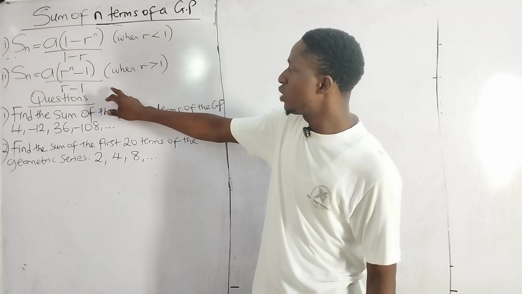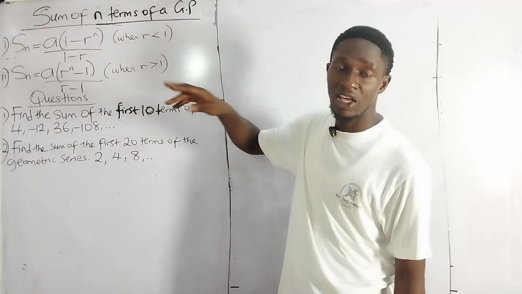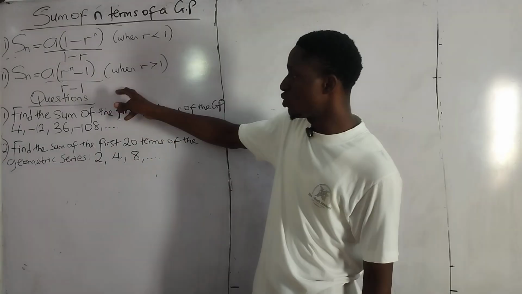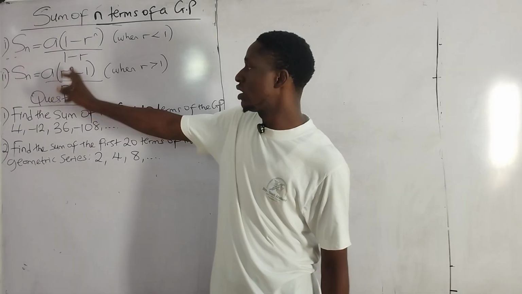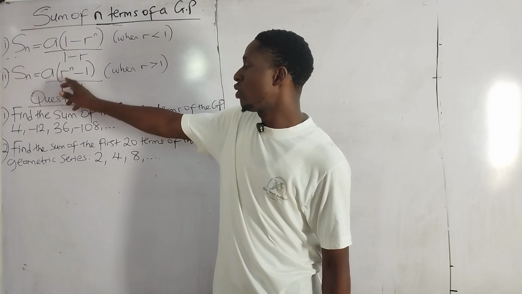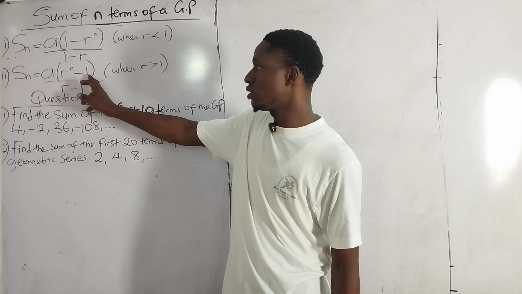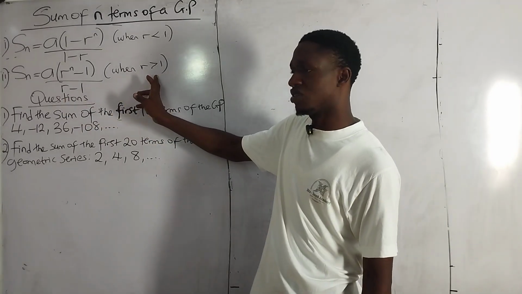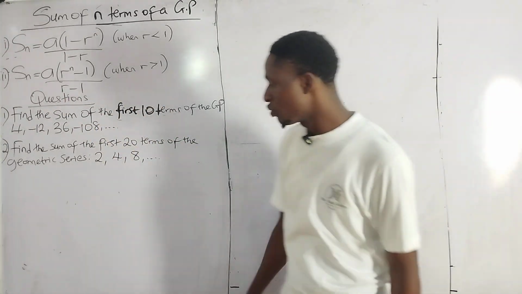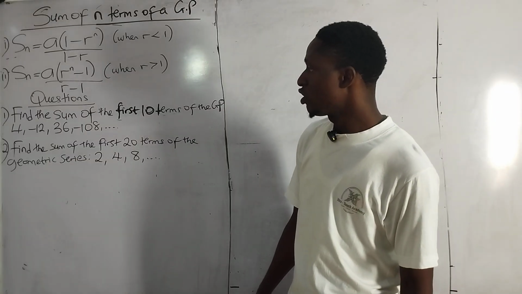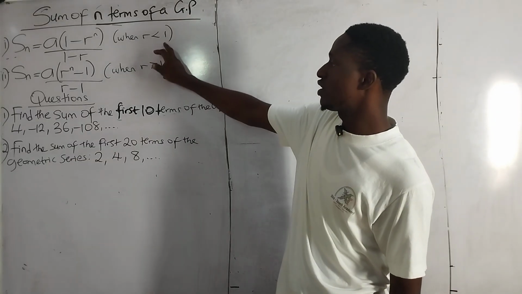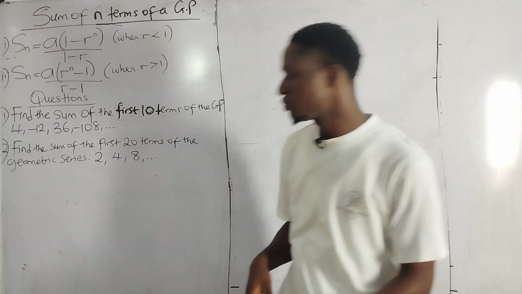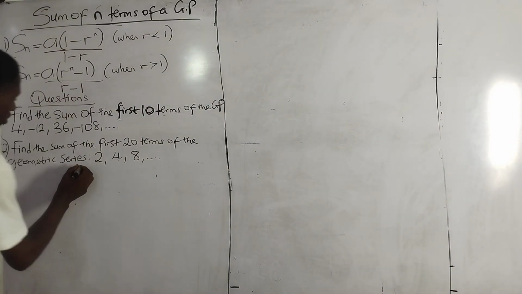But when we have a common ratio that is greater than 1, which one are we going to use? This, which is S_n is equal to a(r^n - 1) all over r - 1, when the common ratio is greater than 1. So these two examples are going to illustrate how to use either the first one or the second one based on the value of the common ratio. So let's go to the question there.